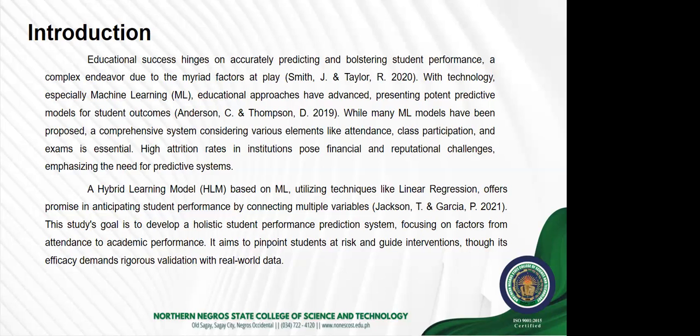A hybrid learning model or HLM based on machine learning, utilizing techniques like linear regression, offers promise in anticipating student performance by connecting multiple variables. This study's goal is to develop a holistic student performance prediction system focusing on factors from attendance to academic performance. It aims to pinpoint students at risk and guide interventions, though its efficacy demands rigorous validation with real-world data.